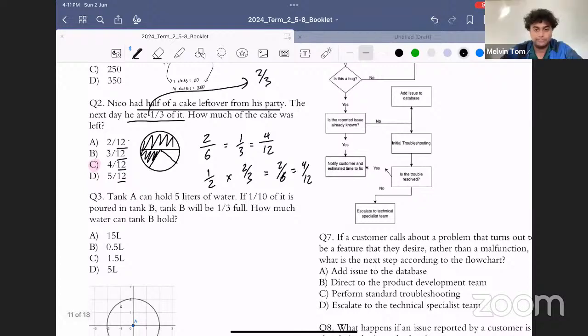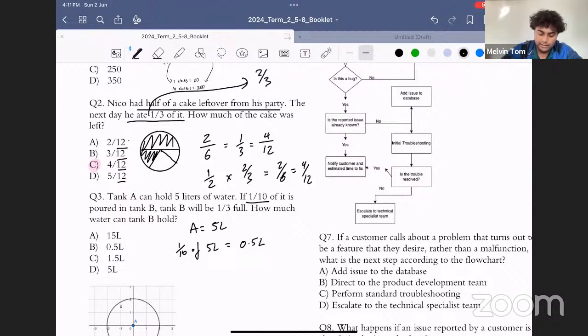All right. Question number 3. Tank A can hold 5 liters of water, if 1/10 of it is poured into tank B. So let's break it down, first of all. It says that tank A has 5 liters. If 1/10 of it is poured into tank B, so what is 1/10 of 5 liters? That is 0.5 liters, correct?